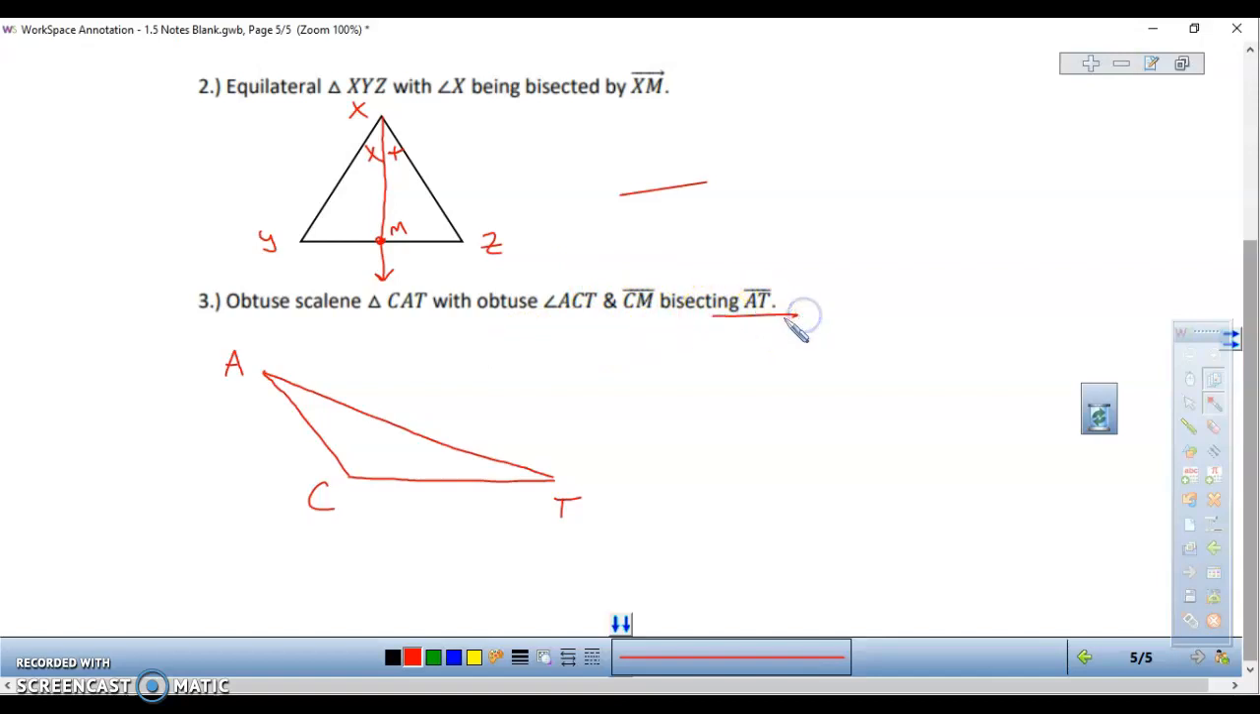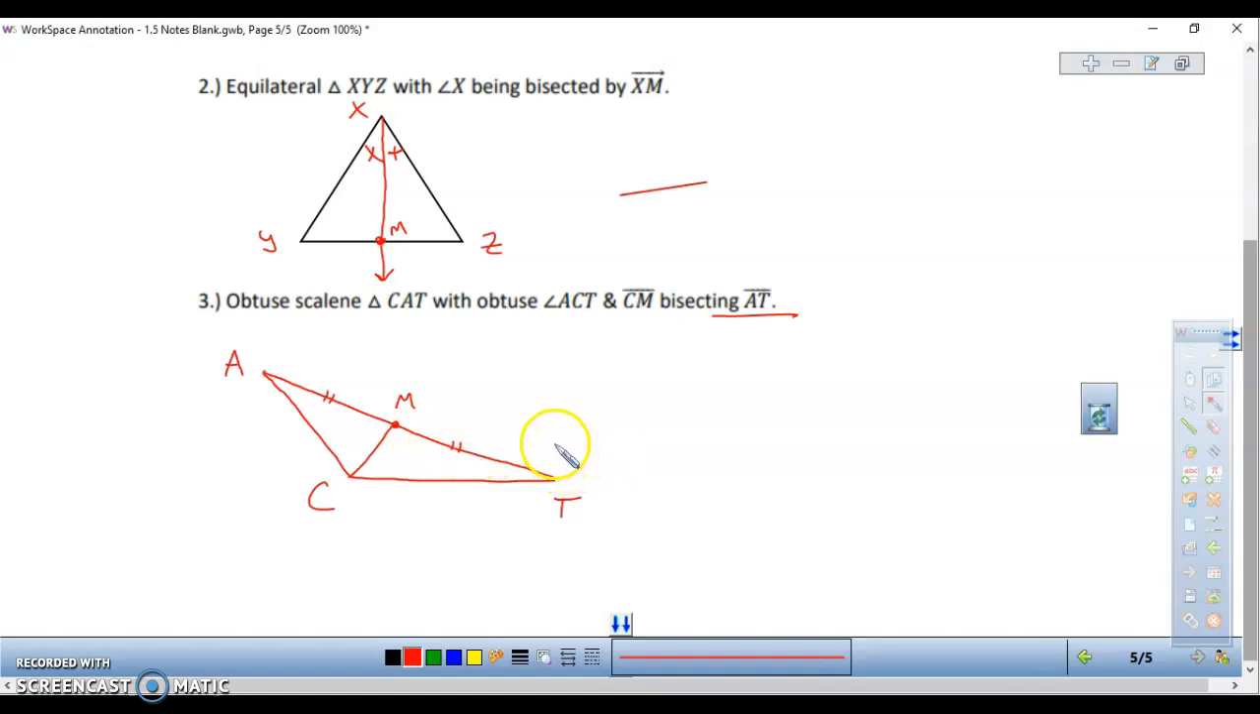Now remember, to bisect a segment means to intersect it at its midpoint. So I'm going to draw a midpoint on segment AT, the one that's being bisected, and then I will draw that segment from C to there and call that point M. So I've got an obtuse scalene triangle, CAT. I didn't mark any of the sides congruent, so I can assume it's scalene. All right. And let's see, I got obtuse angle ACT, that was the big fat one. And then I drew segment CM such that it went through the midpoint of segment AT, and I marked that appropriately. There you have it.